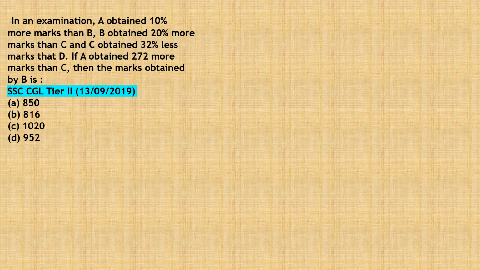In an examination, A obtained 10% more marks than B. 10% denotes 1 by 10, so A is 1 more than 10, that means 10 plus 1, 11. B obtained 20% more marks than C. 20% is 1 by 5, so B is 1 more than 5, that is C. C obtained 32% less than D. That means D is 100, and 32% less means 68.